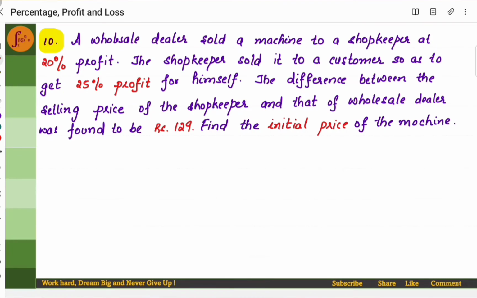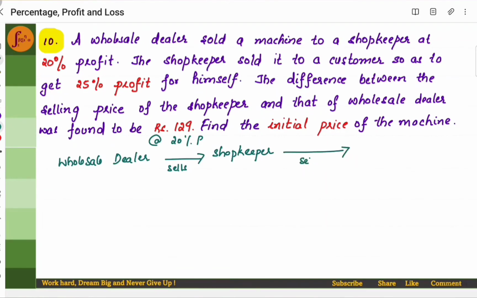So what this states is there is a wholesale dealer, right? There is a wholesale dealer, and the dealer sells to the shopkeeper, right? Sells to the shopkeeper at what profit? At 20% profit. And then the shopkeeper in turn sells it to the customer. And what's the profit he gets? He gets 25% profit.